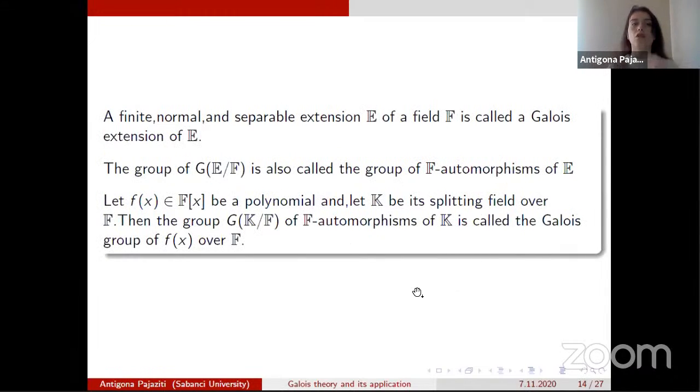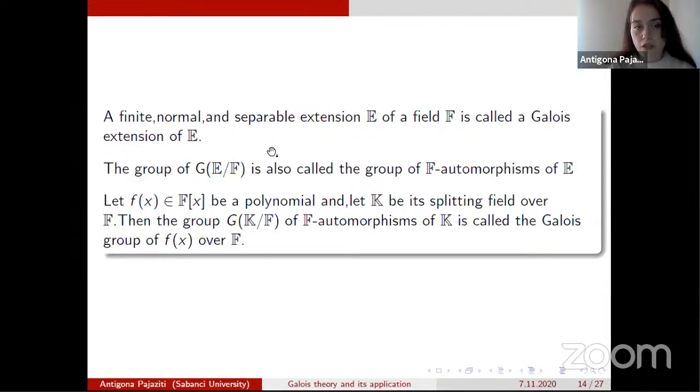Till now, we saw normal extensions, separable extensions, algebraic extensions, and also finite extensions. An extension E of a field F, which is finite, normal, and separable, is called a Galois extension of F. Now we are going to take a step into group theory here by considering these extensions of F.